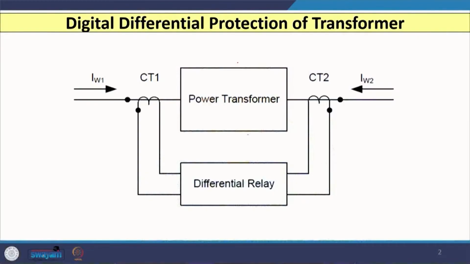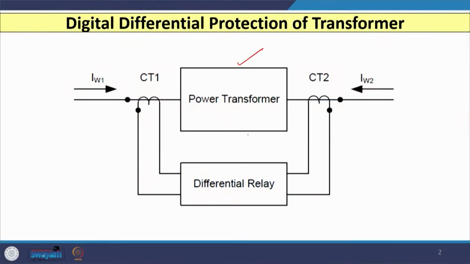Hello friends. In the previous lecture we discussed the digital relays, how they can overcome the problems faced by the conventional electromechanical relay used by utilities, and the biased or percentage differential protection scheme. Now, if I use digital relays or numerical relays for the protection of a power transformer, then the digital relay is connected like this.